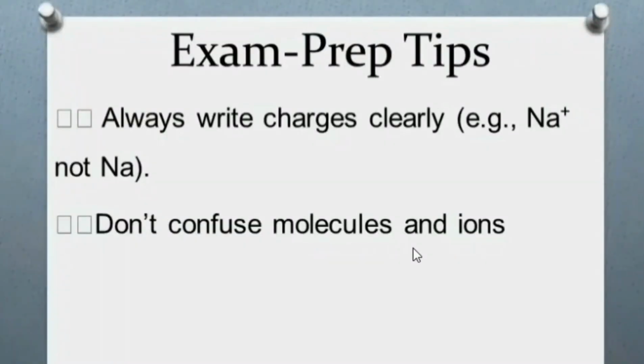So we have exam prep tips here after the topic on atoms, molecules, and ions. Number one is always write charges clearly. Students sometimes forget. If you want to write an ion, know that it has a charge. If you're writing sodium ion, know that it's Na plus and not Na. Na is the atom, while Na plus shows that it's an ion. Then number two is don't confuse molecules and ions. You should know the difference between a molecule and an ion. Knowing what monoatomic ion, diatomic ion, and polyatomic ion mean is very, very important.